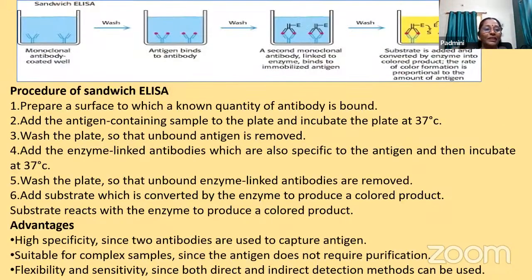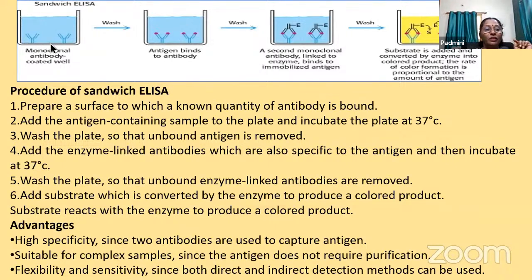So what is the sandwich ELISA technique? So here you're going to have the microplate. The microplate is coated with the monoclonal antibody of that particular interest. So here we are showing only one well. Remember, we are doing this in 96 well plates. Okay. So this is only one well we are showing over here.